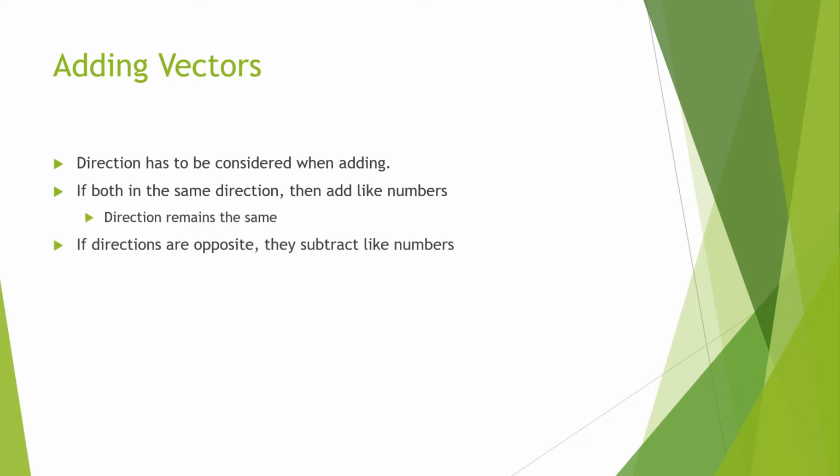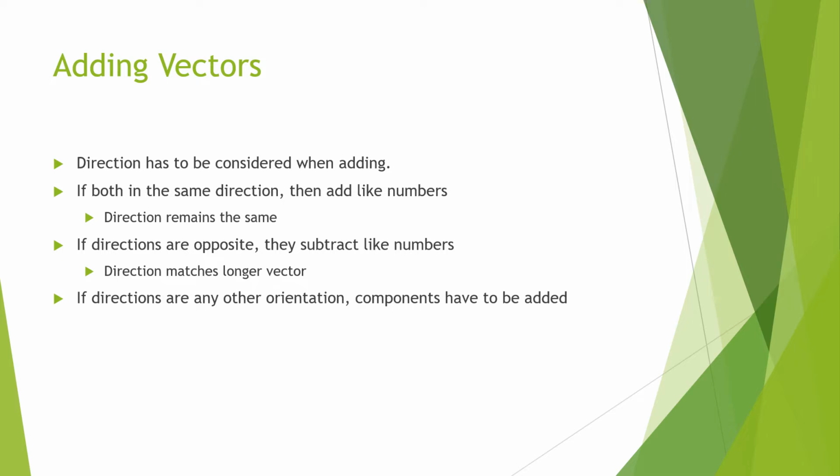If they point in opposite directions, whichever one we want to call positive, think our frame of reference, we can call whatever direction positive we want. We call one of them positive and subtract the other one, and the direction will match the longer of the vectors, or the one that has the greatest magnitude. And if the directions are in any other orientation, we have to consider components.